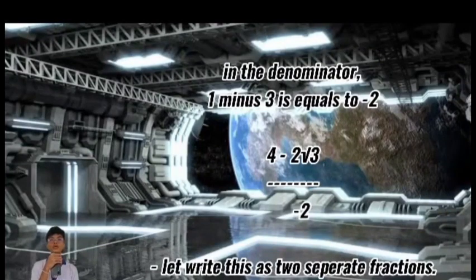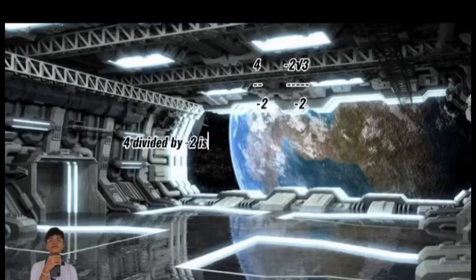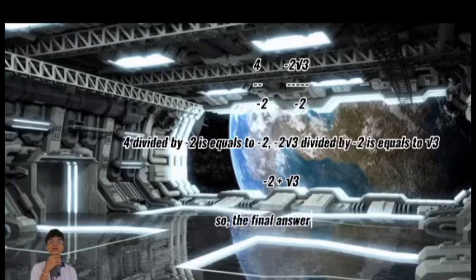Let's write this as two separate fractions. 4 over negative 2 and negative 2 square root of 3 over negative 2. 4 divided by negative 2 is equal to negative 2. Negative 2 square root of 3 divided by negative 2 is equal to the square root of 3. Negative 2 plus the square root of 3. So the final answer will be the square root of 3 minus 2.